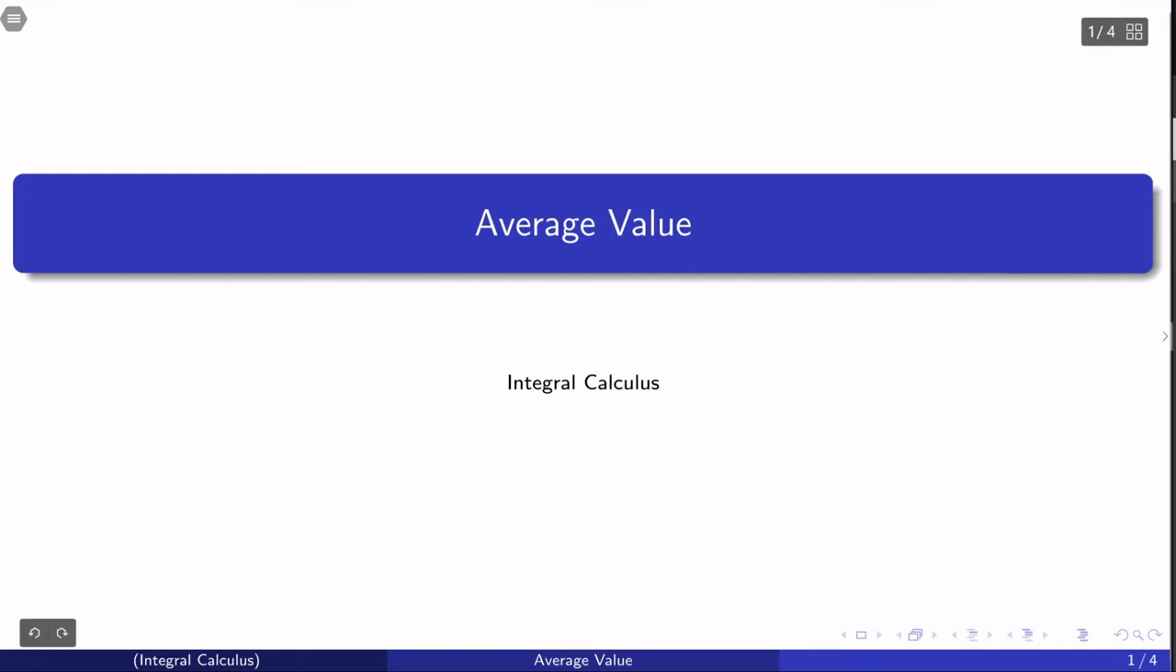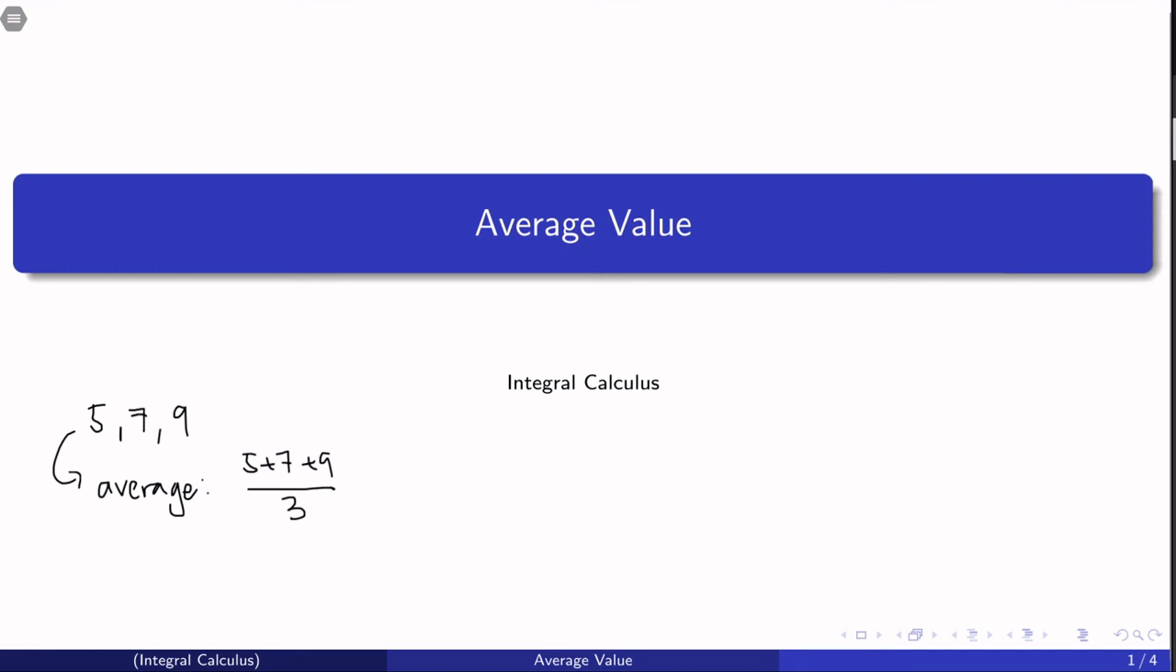Okay, so you all probably know how to compute the average of a finite set of numbers, right? So for instance, if you're given 5, 7, and 9, then to take their average, you just need to add the three numbers up and divide by 3, which is the number of objects you've added up. And here you'd get 21 over 3, which is 7.